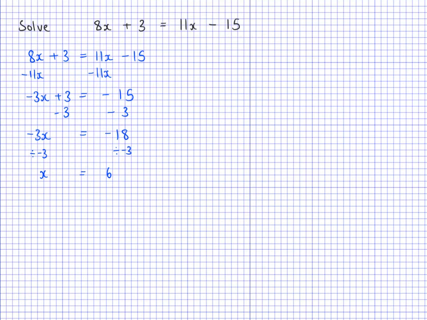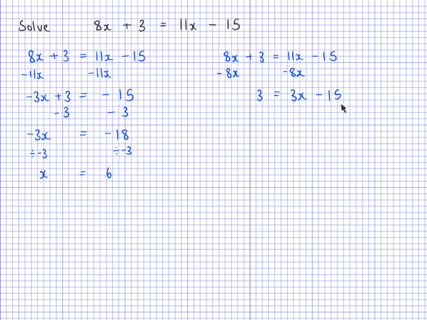Now I'm going to do this again. So I'm going to write that here. So 8x plus 3 equals 11x take away 15. This time, instead of taking away 11x first, what I'm going to do is take away 8x. So I'm going to take away 8x here, and I'm going to take away 8x here. This leaves me with 3 on this side. Okay, so 3 would be written there.